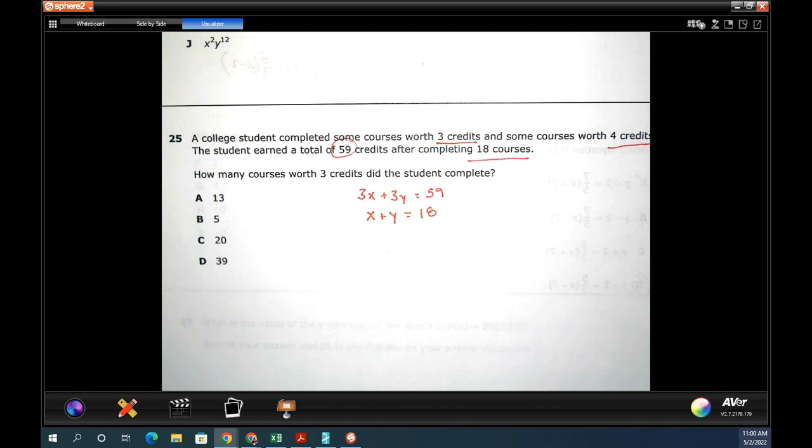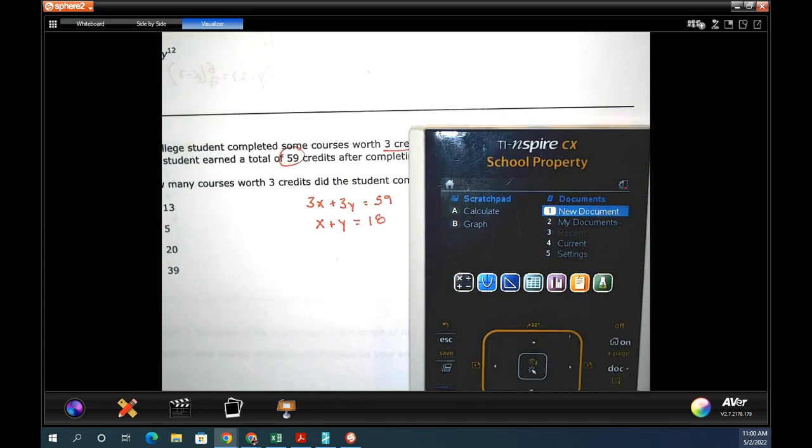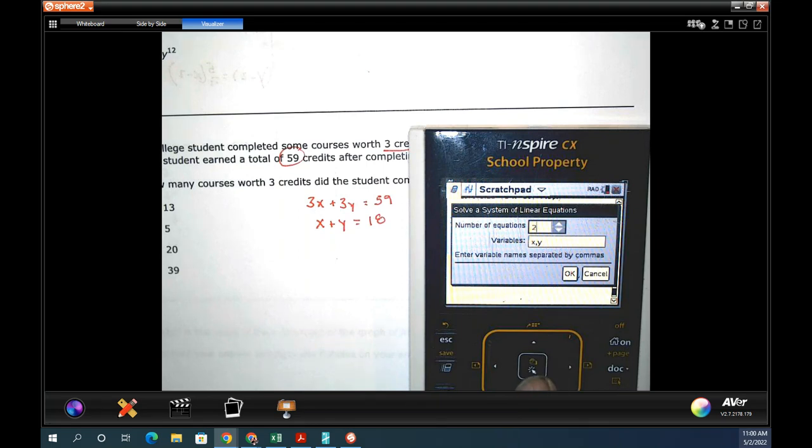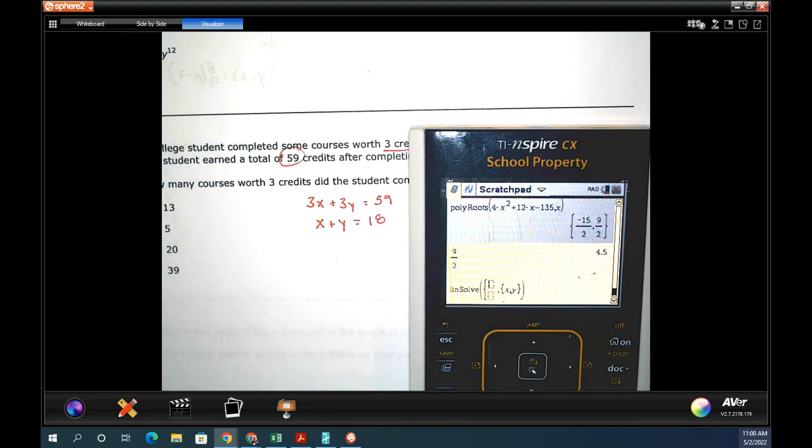Calculator time. Do this because we didn't do this much. All right. All you got to do is this. Go to calculate. Menu, algebra, solve systems of linear equations. You got 2 variables, x and y. Hit OK. Now, all we do is type in 3x plus 4y is equal to 59.